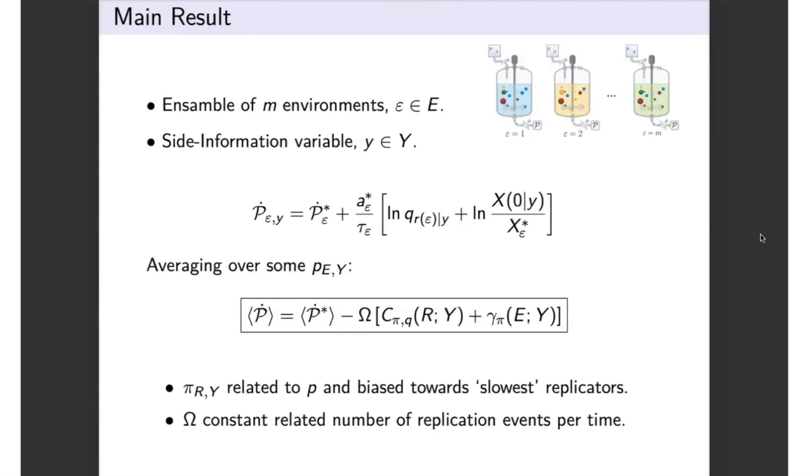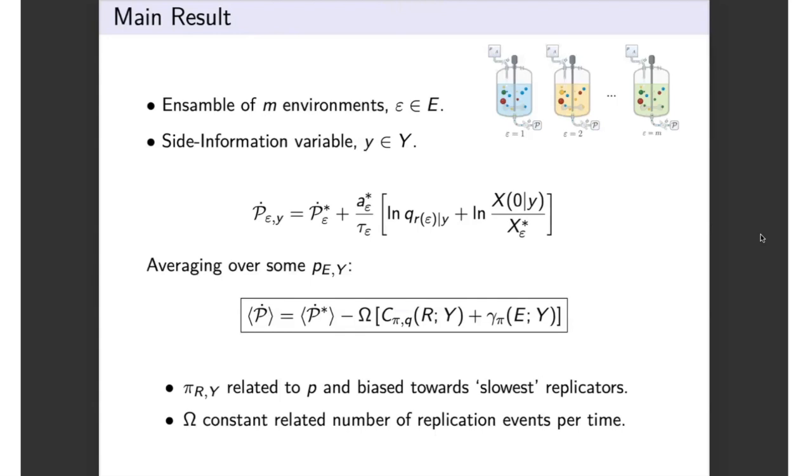I want to give you a little bit of intuition what this distribution pi is about. And this is just tweaking with the math. You reach these values. I'm going to unfold these terms next, but let me just give you an intuition of what pi is. Pi is a distribution that is related to P. P again is the distribution over the realizations of the environments. But we're going to redefine pi using P, but biasing towards the slowest replicators.